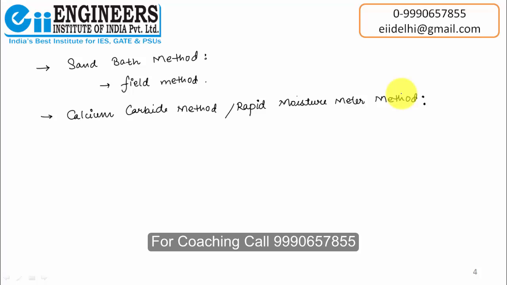In this method we generally take 6 grams of our wet soil sample and keep it in the moisture tester, that is an airtight chamber. Then we mix that wet sample with a sufficient quantity of calcium carbide powder. Whenever calcium carbide powder is mixed with soil, the calcium carbide reacts with the water present in it and produces acetylene gas.